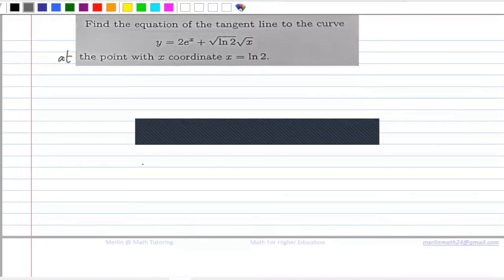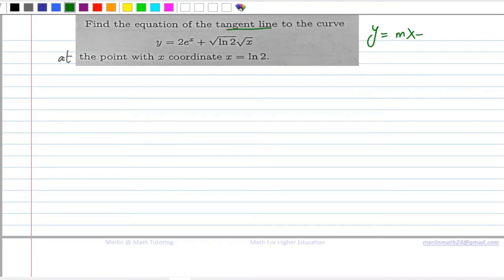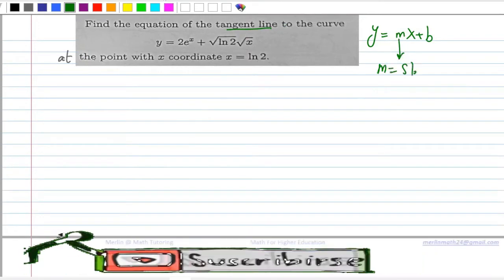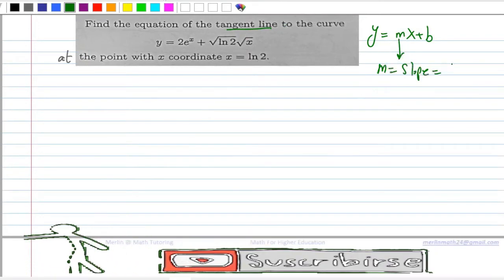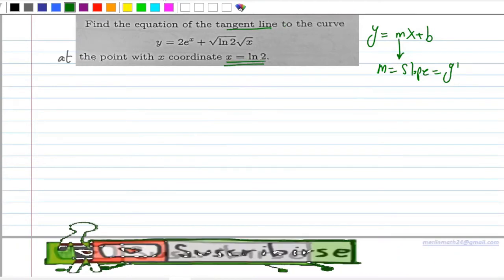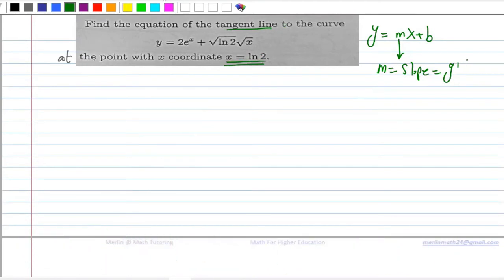So what do you do in this question? To find the equation of the tangent, simply it's a line, right? So we say y equal mx plus b is the equation of the tangent. Now you need to find m first. m is the slope of the line, but at the same time is the slope of the curve, which is your y prime. But the y prime at the point that has x equals ln 2. So it means y prime at ln 2. So you want to find y prime, plug in this x, you get your slope. Slope should be a number, okay?